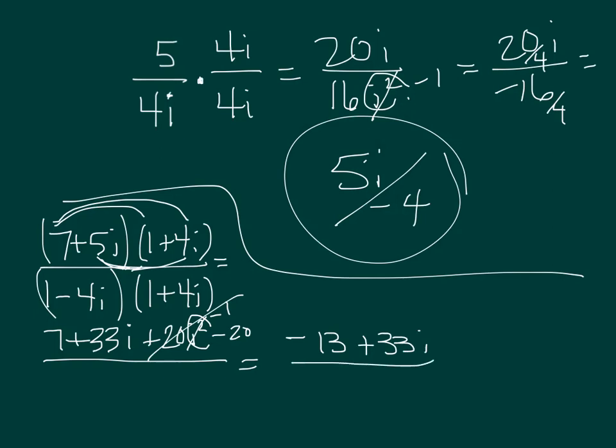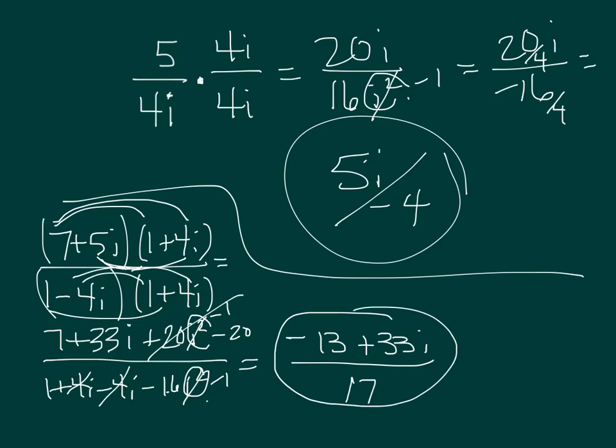Now let's look at simplifying the denominator. Once again, we're going to have to multiply this out. 1 times 1 is 1. 1 times positive 4i is positive 4i. Negative 4i times 1 is negative 4i, and negative 4i times positive 4i is negative 16i squared. The positive 4i and the negative 4i will cancel each other out, and that i squared will become a negative 1, giving you 1 plus 16. Negative 16 times negative 1 is a positive 16. And 1 plus 16 is 17. Getting rid of the i in the bottom, which was the goal in the first place. And your answer then is negative 13 plus 33i divided by 17.